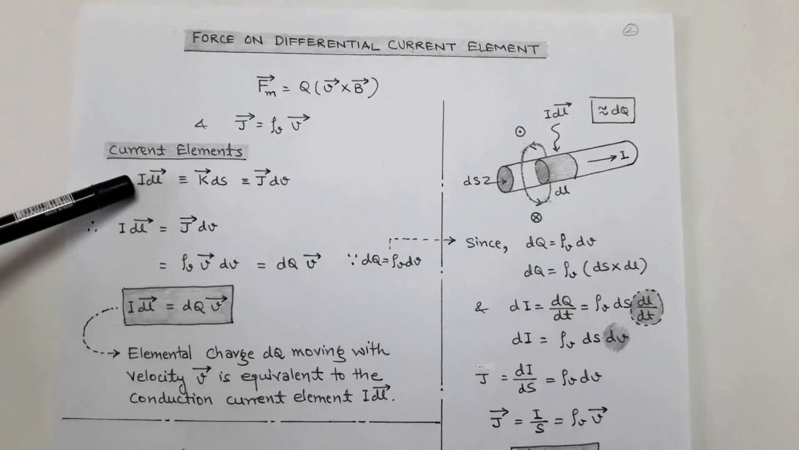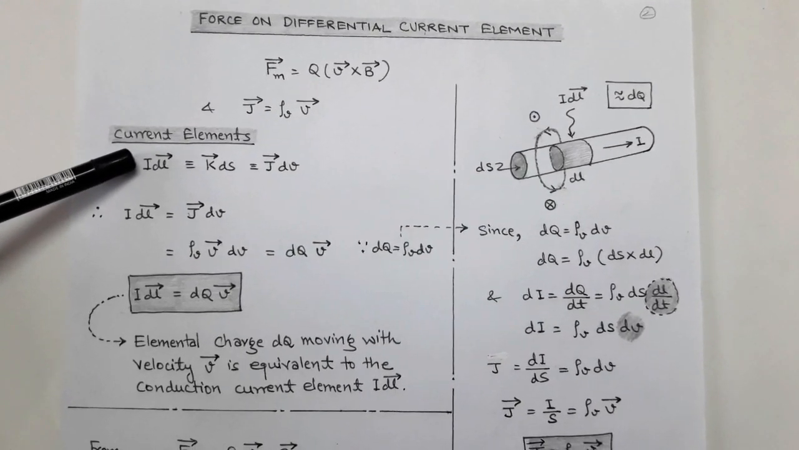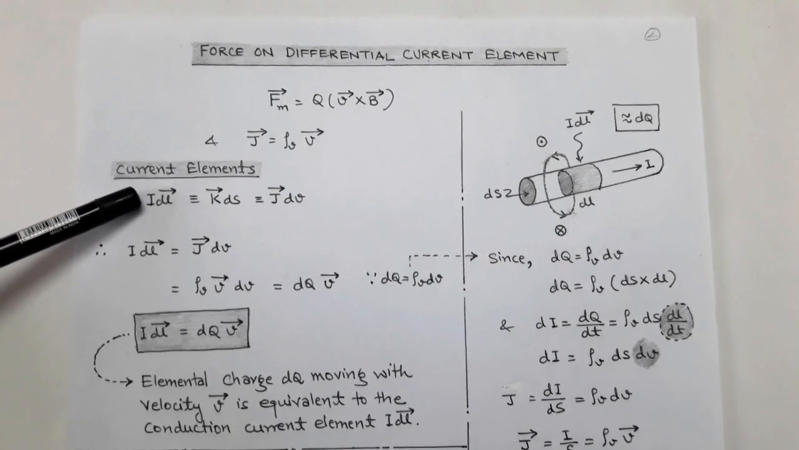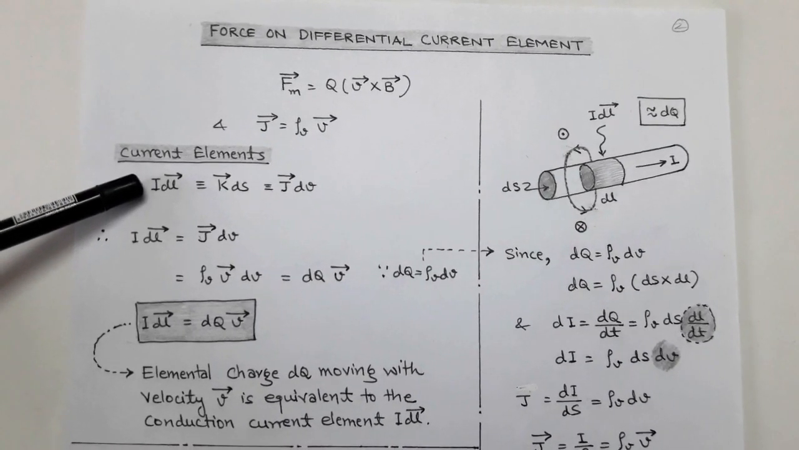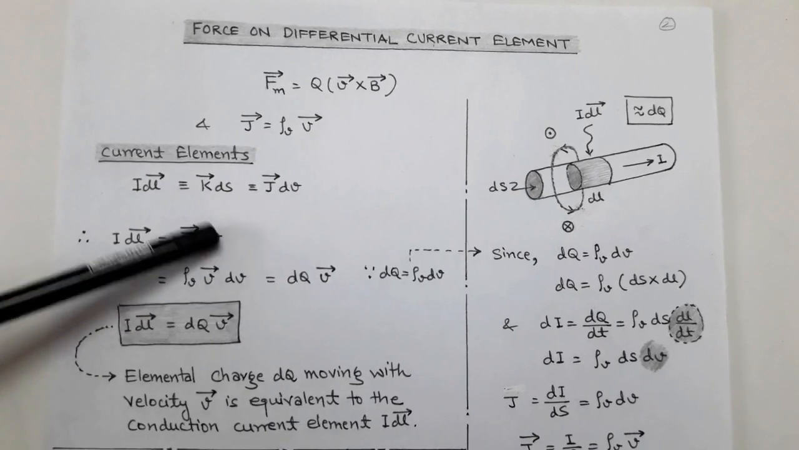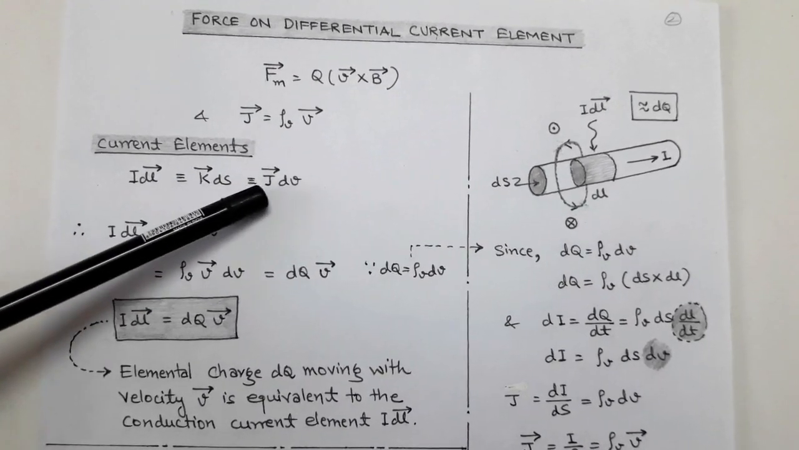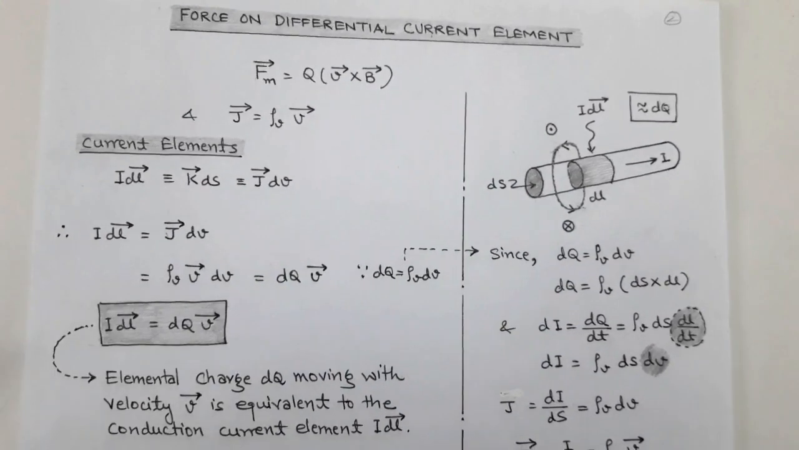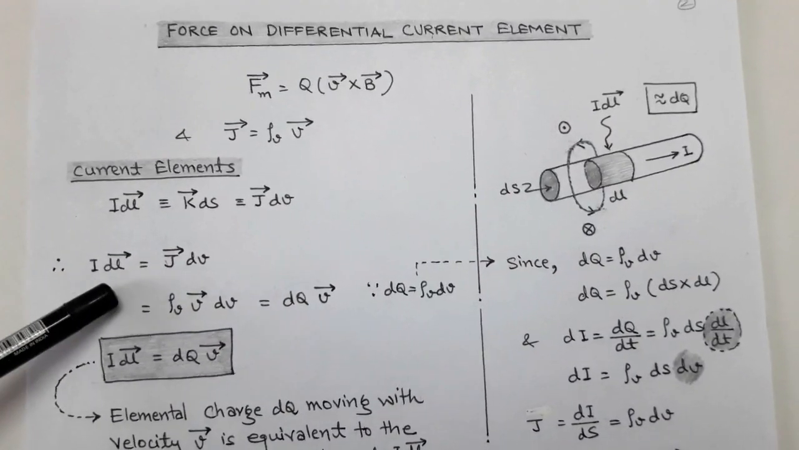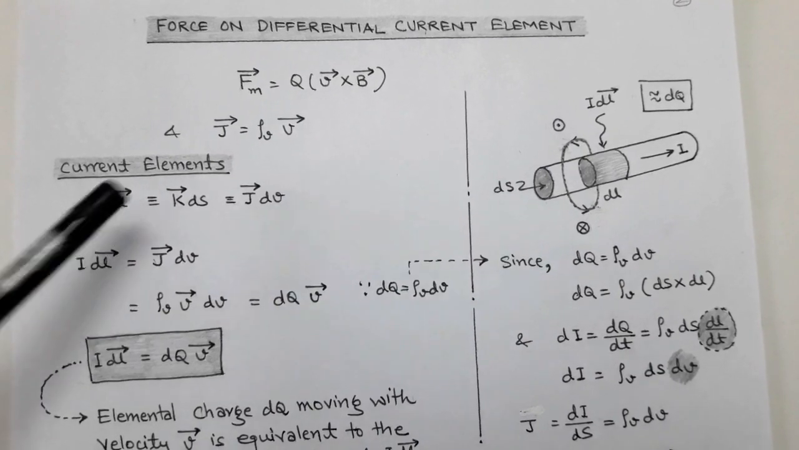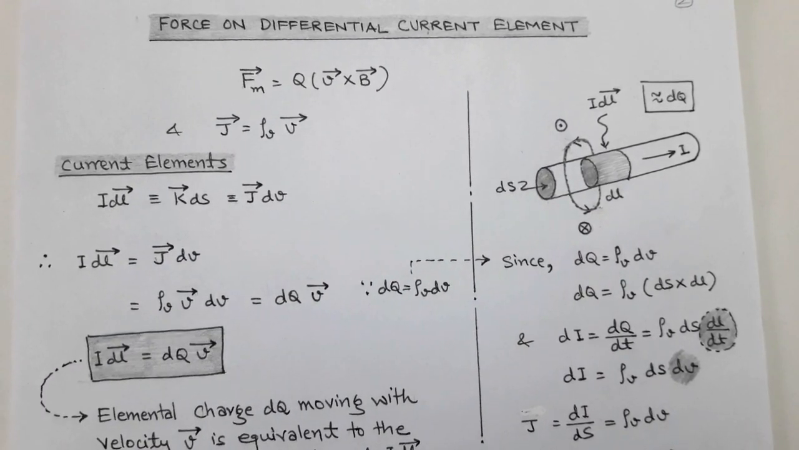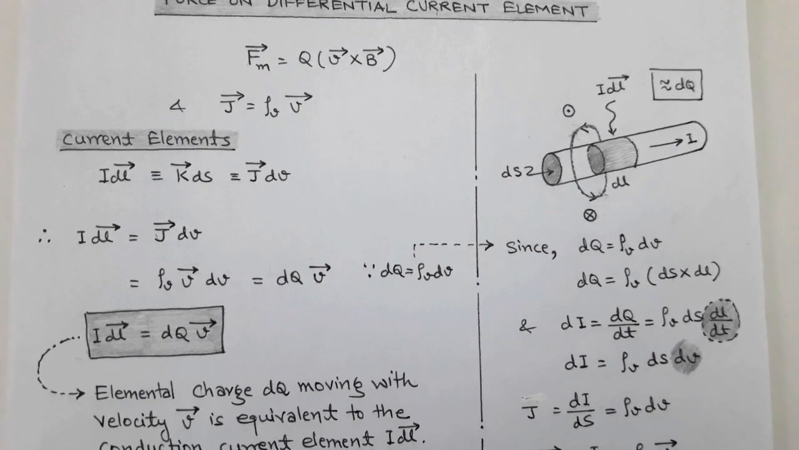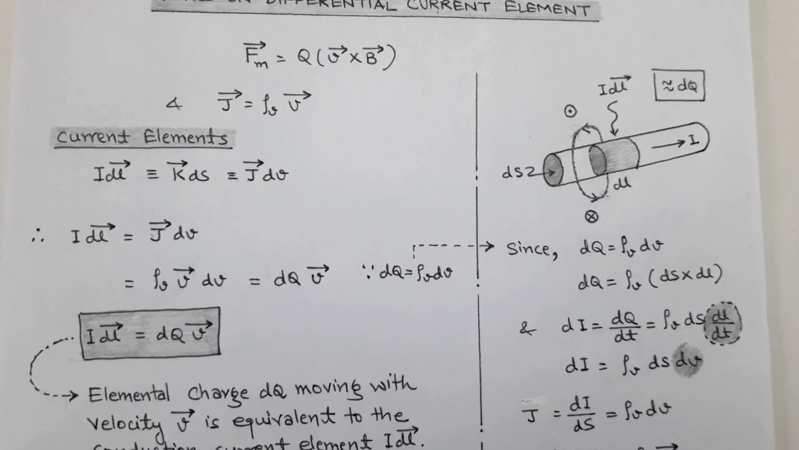Now as we know, the current elements in magnetostatics are determined in three ways. First is due to a line, that is I dl vector. Second is due to a sheet, that is K vector into ds. And third is due to a volume, that is J vector into dv. Here K vector is called the surface current density and J vector is simply the current density. So here we take a formula, that is I dl vector equals J vector into dv.